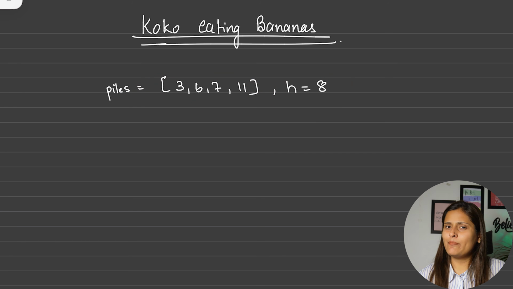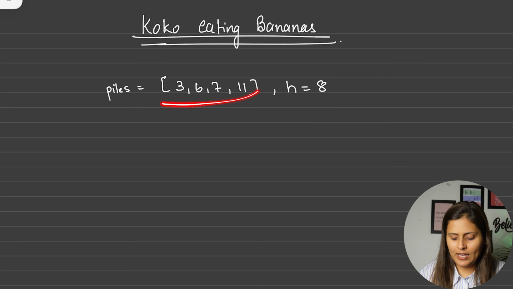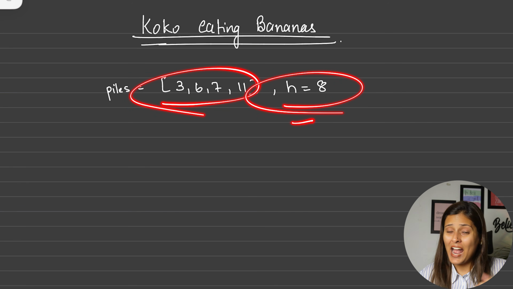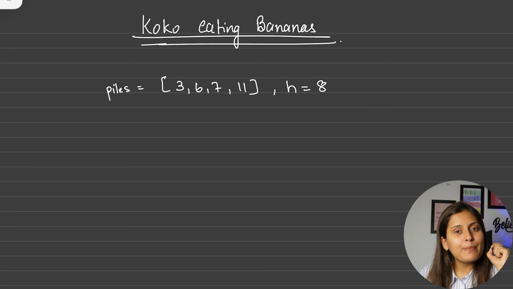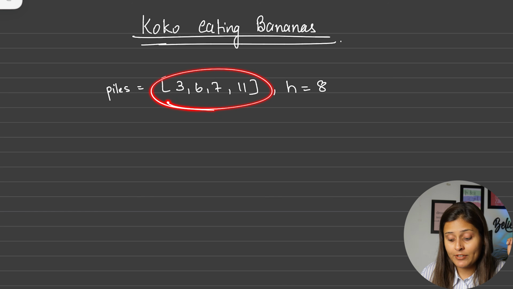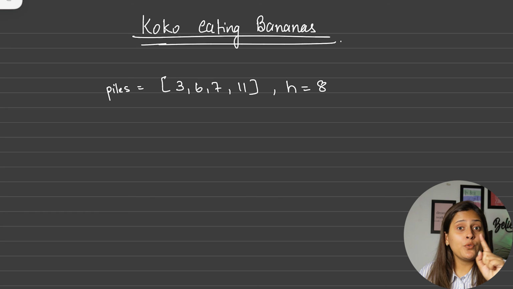Wait, how is it binary search on answer when bananas are given, time is given and speed is asked? This is the special pattern of binary search where you don't apply the binary search on the given inputs. The range where you will apply binary search, you have to decide that. So forget about binary search.